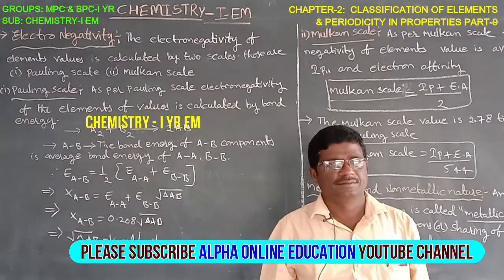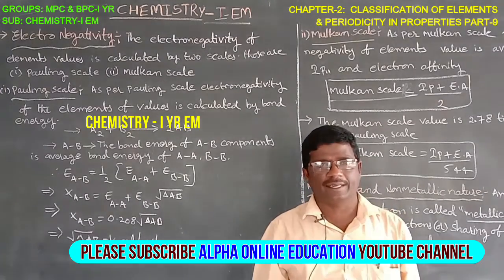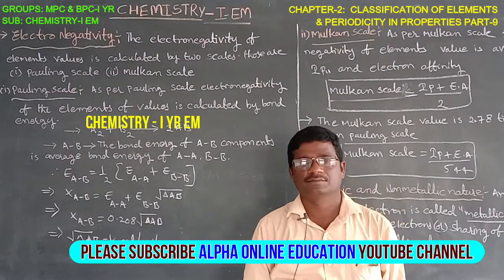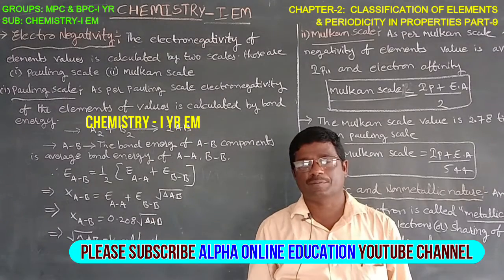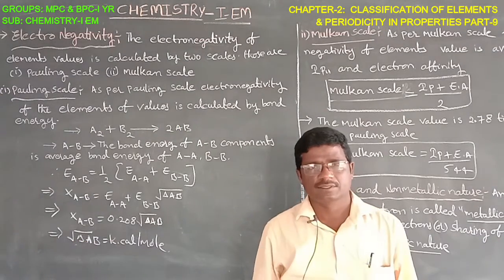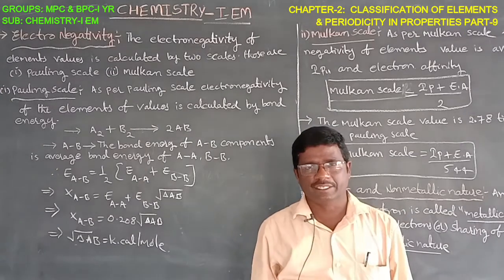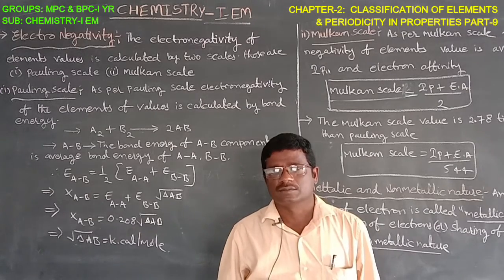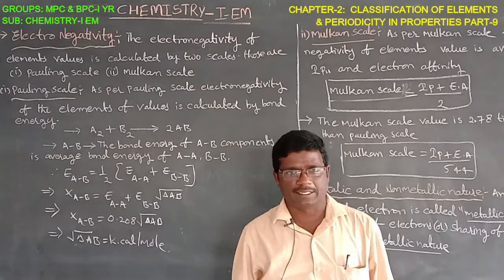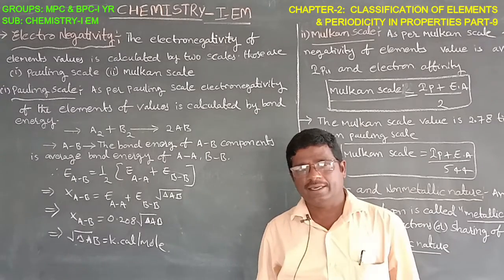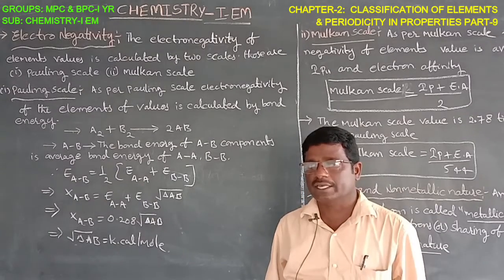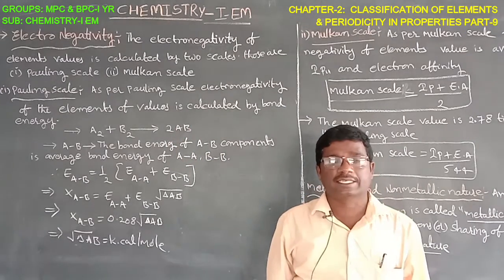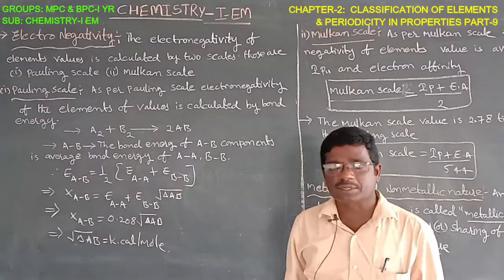Good morning, students. Today we are going to discuss the remaining periodic properties, electronegativity. In the previous class we discussed the periodic properties of electron affinity, electronegativity and electropositivity, and their variation across a period and down a group. Today we are going to discuss electronegativity, which is calculated on two types of scale.